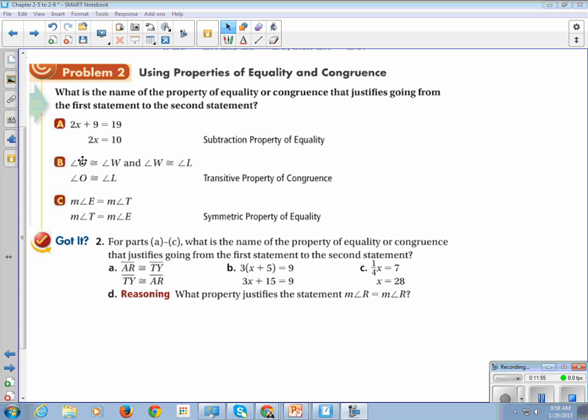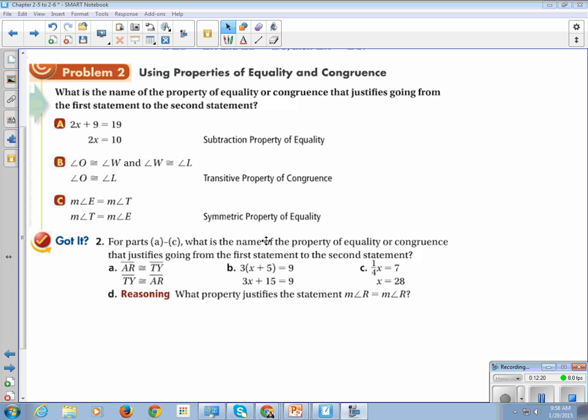Angle O is congruent to angle W, and angle W is congruent to angle L. Then angle O is congruent to angle L. That's the transitive property. Measure of angle E is equal to measure of angle T. We write that as measure of angle T is equal to the measure of angle E. That's the symmetric property.